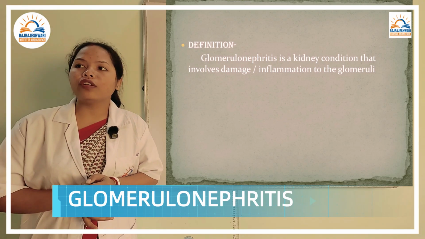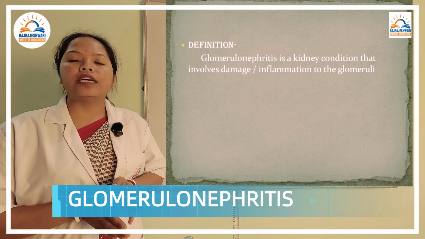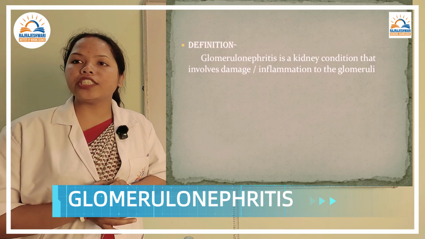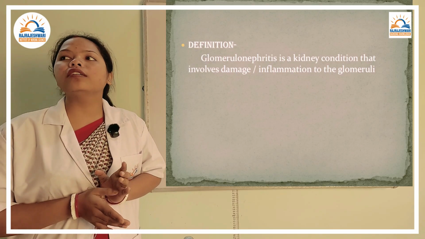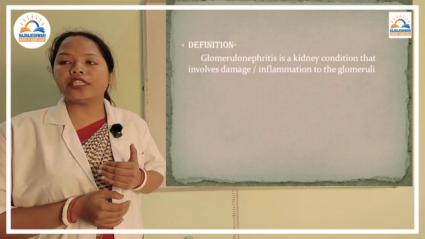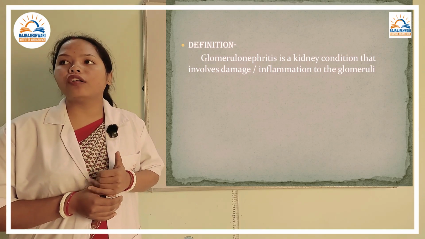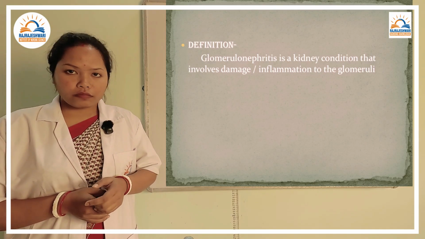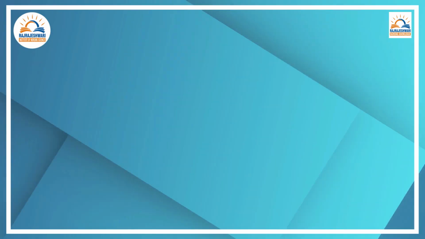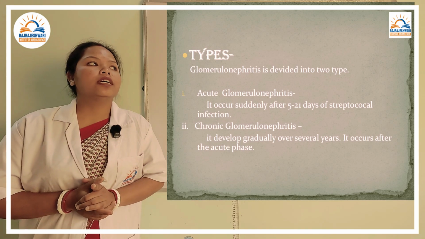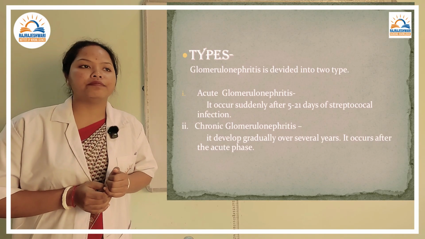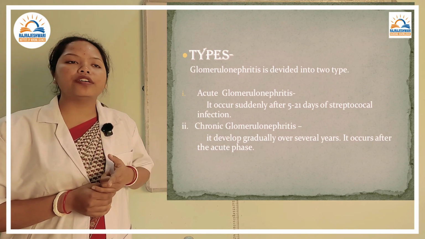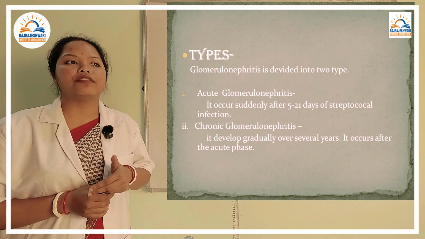Next is definition of glomerulonephritis. Glomerulonephritis is a kidney condition that involves damage or inflammation of the glomeruli, and it can lead to reduced urinary flow and retention of waste product. Then next is types of glomerulonephritis. So glomerulonephritis is divided into two types, that is acute glomerulonephritis and chronic glomerulonephritis.